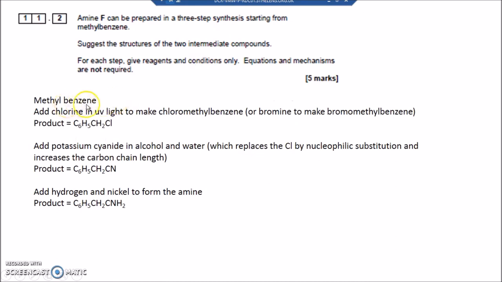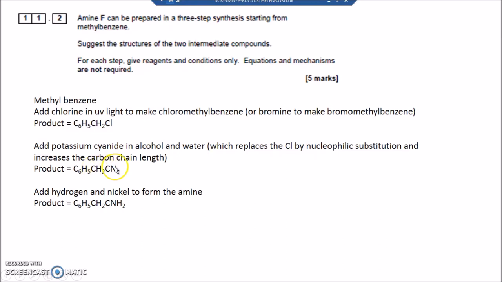So let's have a look then. So methylbenzene, I need to put a Cl onto the CH3. We can do that by using chlorine and UV light. We've seen something similar during a free radical reaction. So use chlorine and UV light to replace one of the H's with a Cl. And then what we can do is we can add potassium cyanide. You need alcohol and water. Potassium cyanide needs alcohol and water as a solvent in there. So the cyanide then replaces the Cl by nucleophilic substitution.